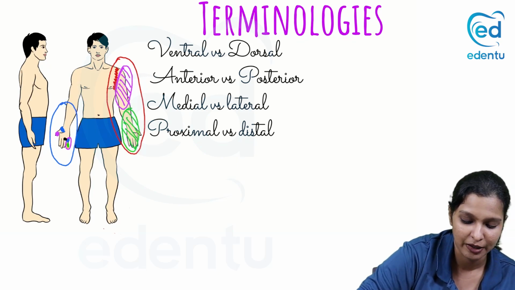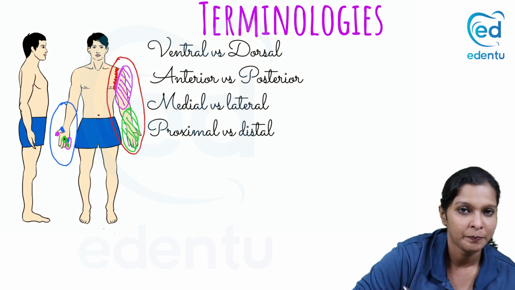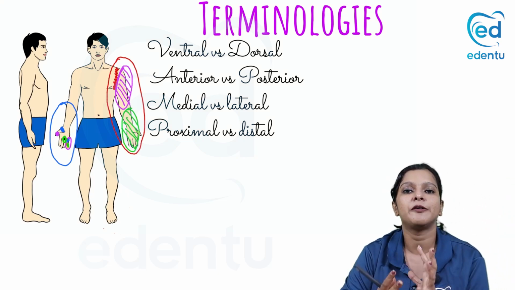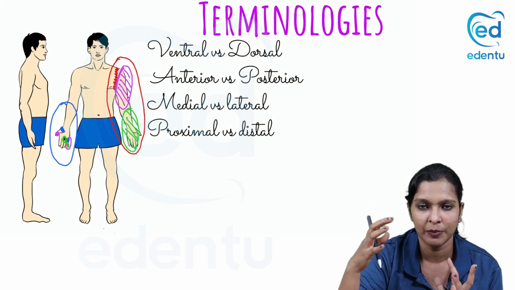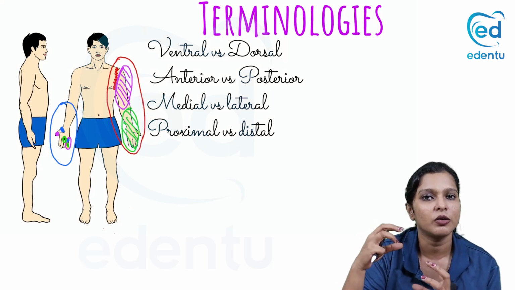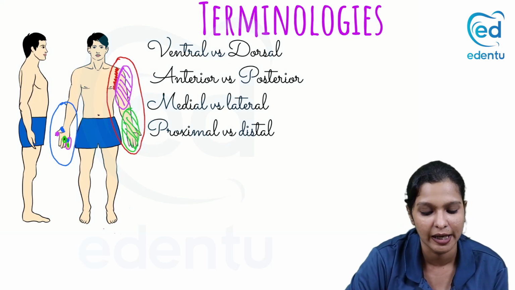Okay, this is the distal part of the upper limb, but in the proximal part of the finger. So it can vary depending on what we are describing: if it is the entire upper limb, or only the finger. Okay, so that's about proximal and distal.